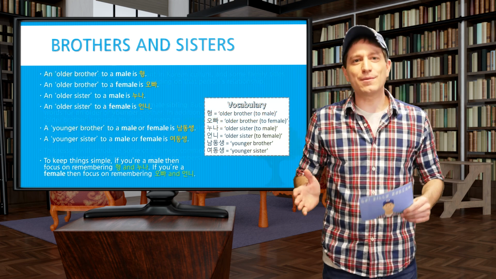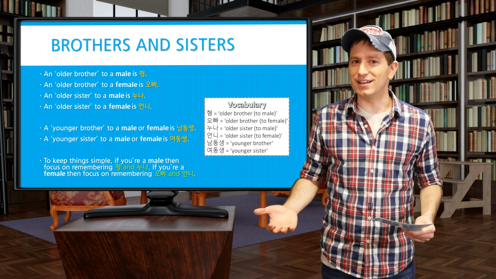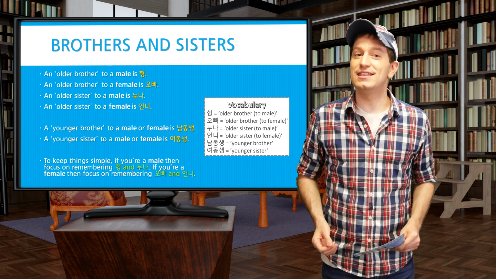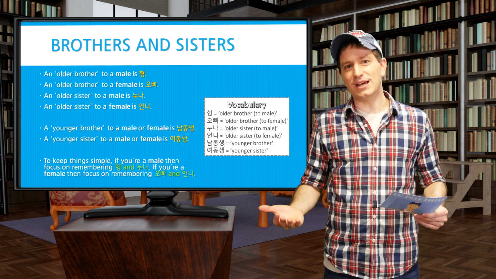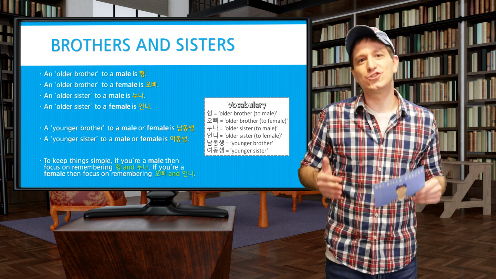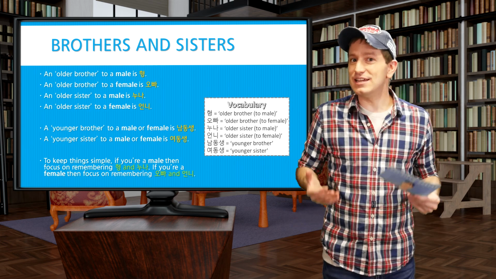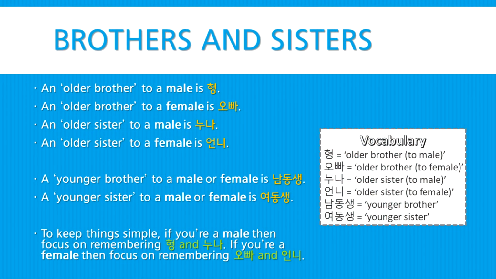So first, let's talk about brothers and sisters. The word for an older brother to a male is 형. And the word for an older brother to a female is 오빠. For an older sister to a male, it's 누나. Or to a female, an older sister is 언니.